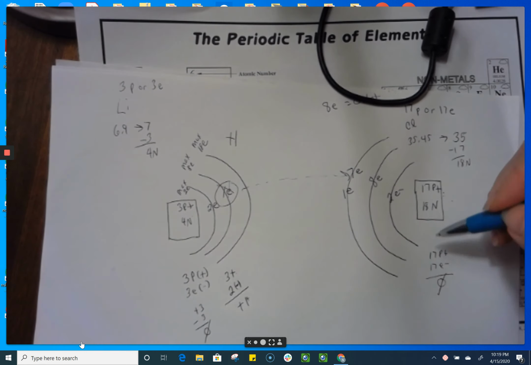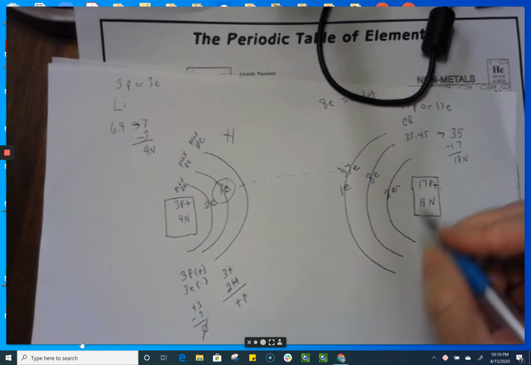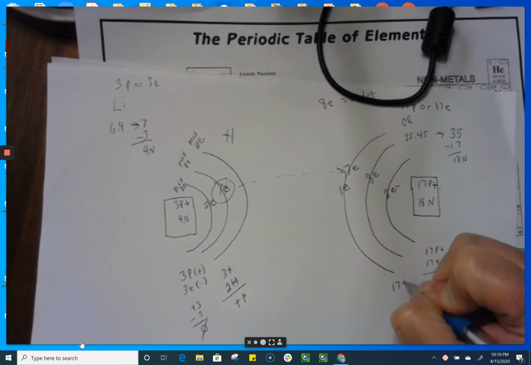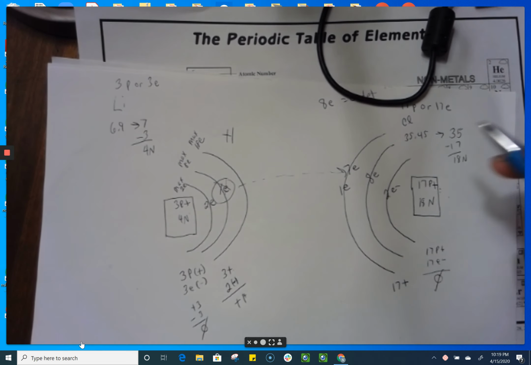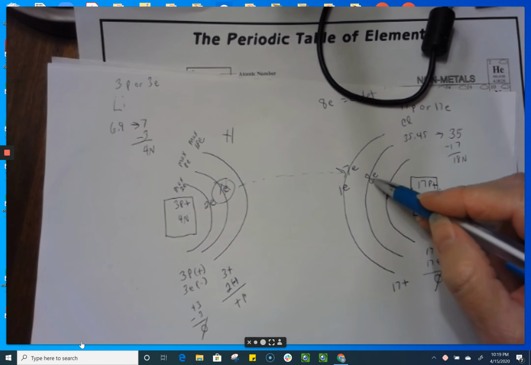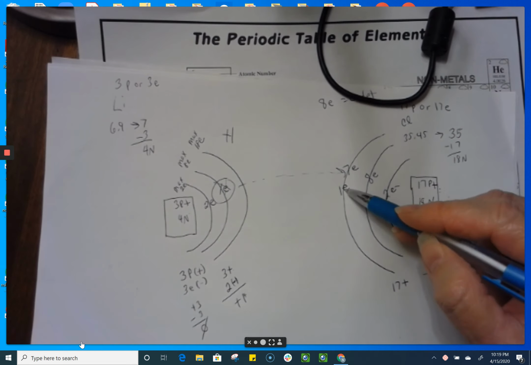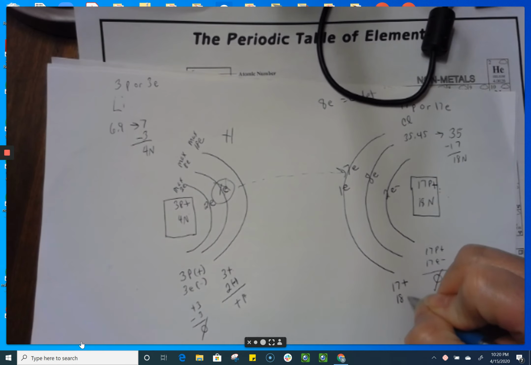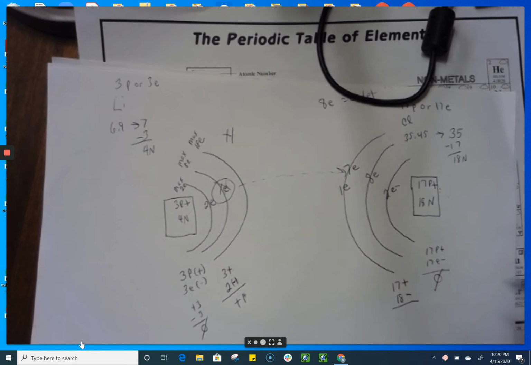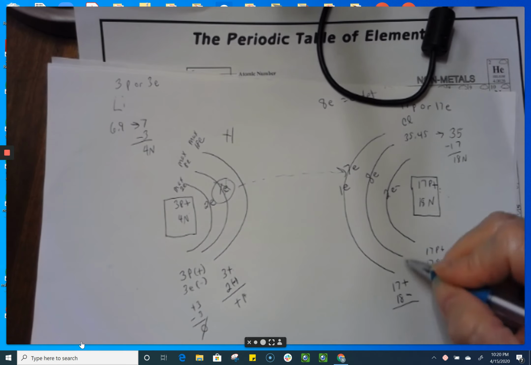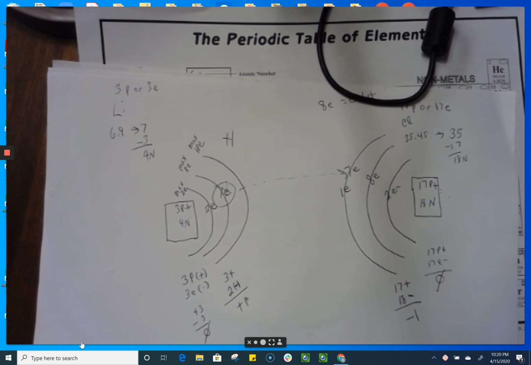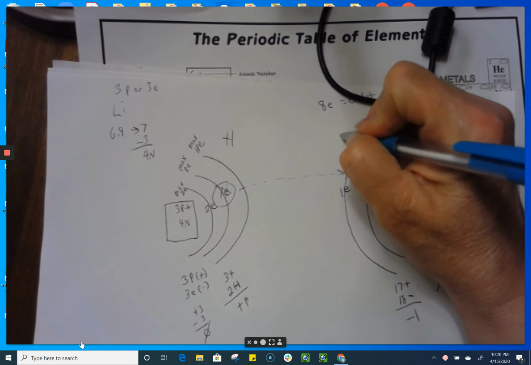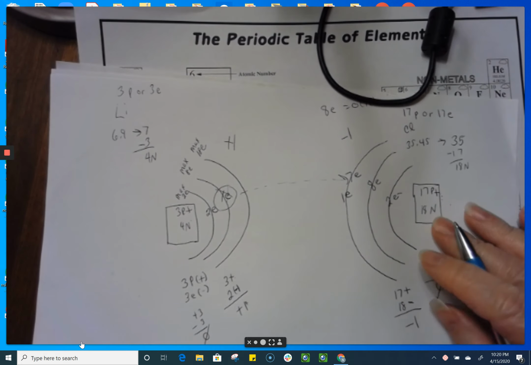Well, guess what? Chlorine still has its 17 positive charges from its protons, but now it has 18 negative charges because it has 18 electrons. Now it has an overall charge of -1. It has one more negative charge than a positive charge. So this becomes a -1 ion.